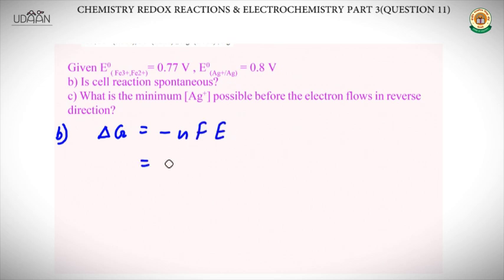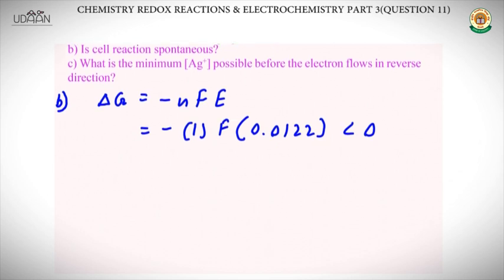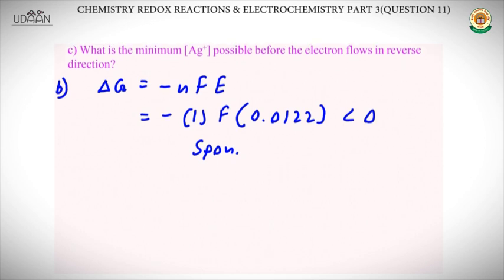We know from the reaction that n is 1 here. We know the value of F, which is positive. And we calculated the value of E in the previous part, which is 0.0122, and this is negative clearly. Hence the reaction is spontaneous. Since the Gibbs free energy is less than 0, this reaction is spontaneous at this time, that is, it would be feasible.